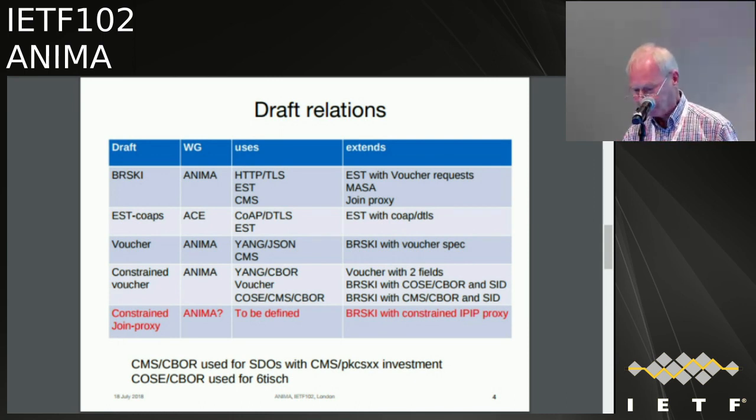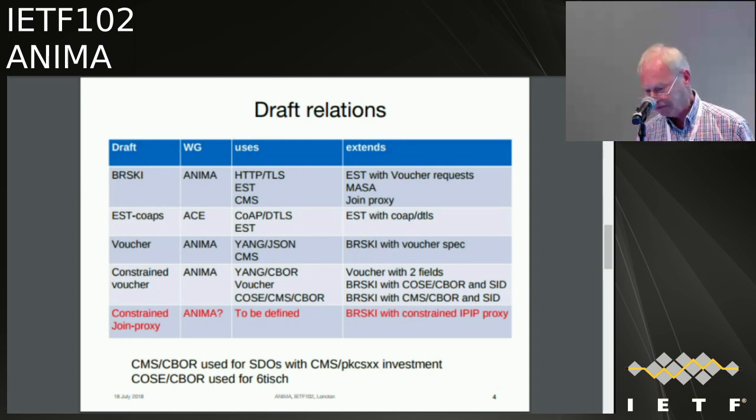It uses the voucher, but it extends the voucher with two fields, which permit it to have, instead of only the certificate, also a public key added to it, which we can use for the security of the process. So we have the voucher, and we have BRSKI with COSE CBOR, for which we use the COSE CBOR format and the SIDs, and we use the CMS CBOR with the SIDs.